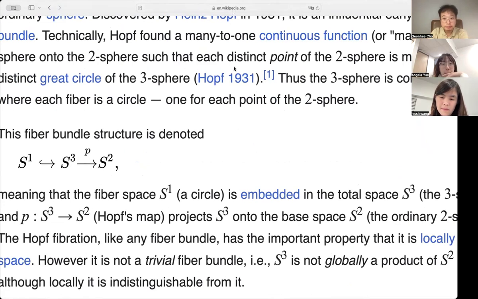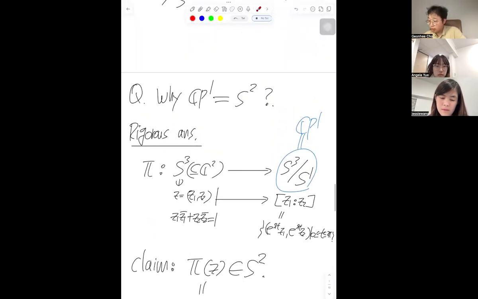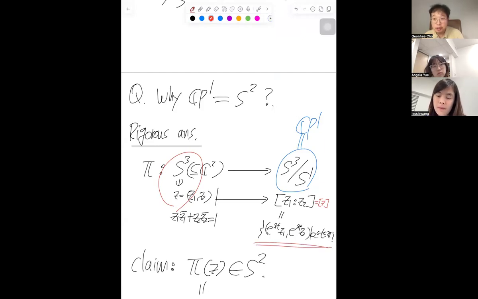Let me explain again. You start from here. It's the collection of z, and we will map this to be bracket of z. Is it okay with you? What is the bracket of z? The collection of this, right? e to the it z1 with e to the it z2.